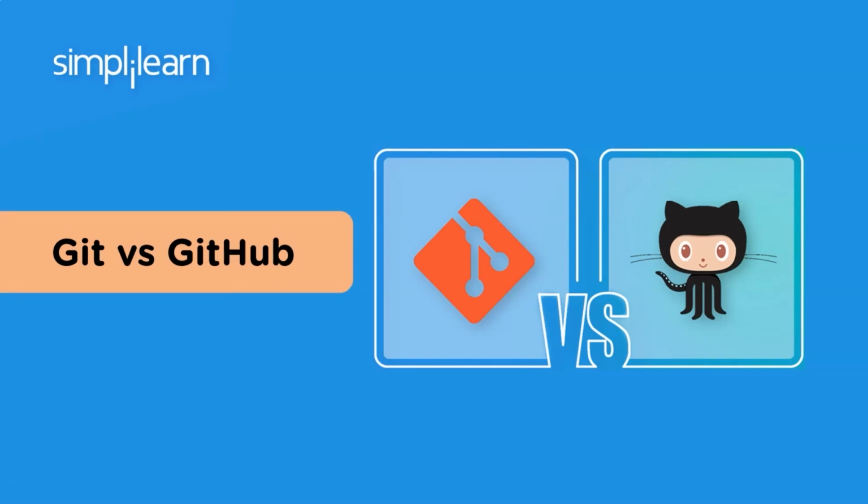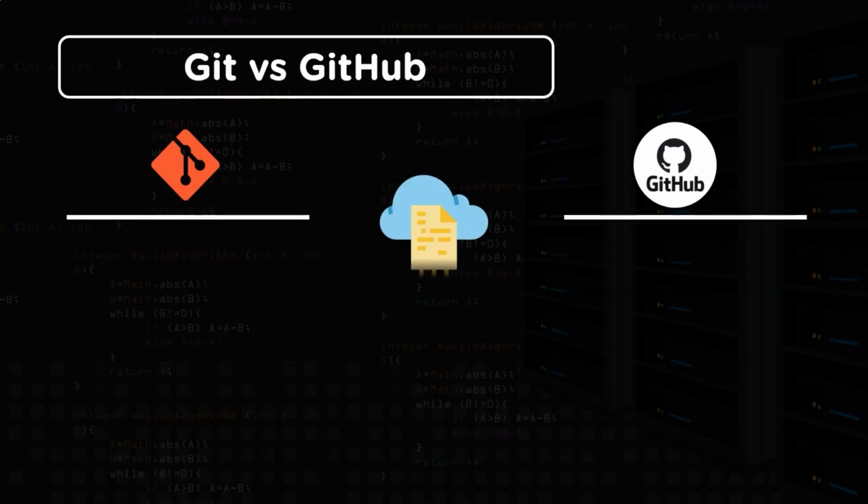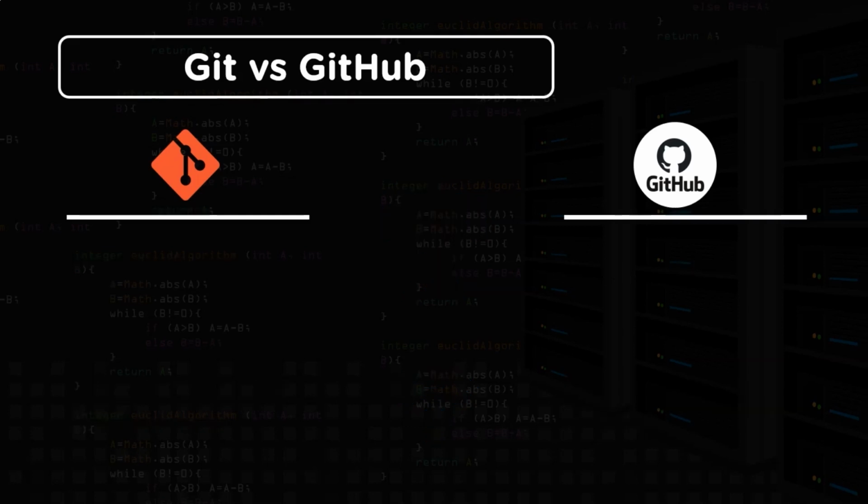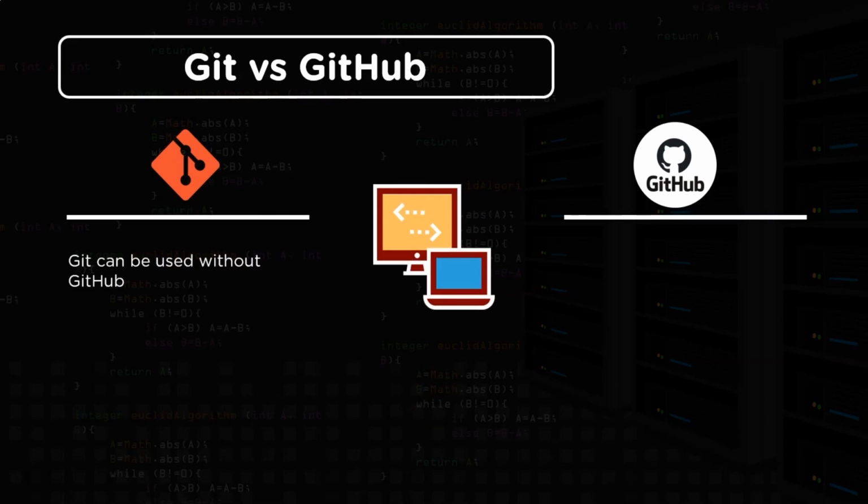Let's see the differences between Git and GitHub. Git is software that can be installed directly onto our systems, whereas GitHub, as we saw in the demo, is hosted on the cloud. Git can be used offline. We don't typically need an internet connection unless we need to access GitHub, whereas GitHub can only be operated when we have an internet connection. Next difference: Git is independent and can be used without GitHub, whereas GitHub has nothing to do unless we make repositories in Git, which means it cannot be used without Git.